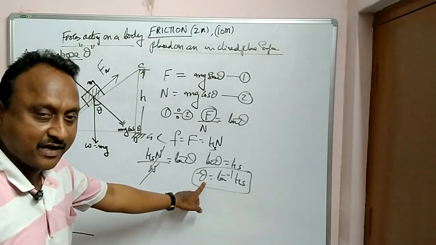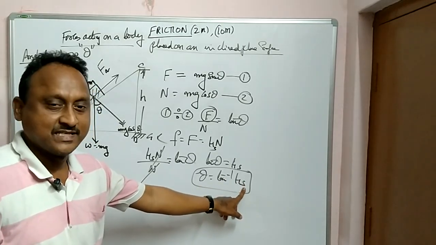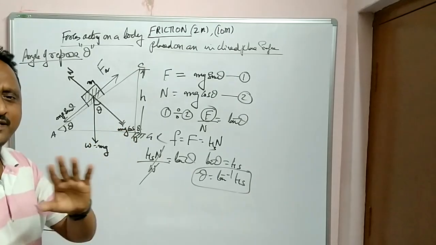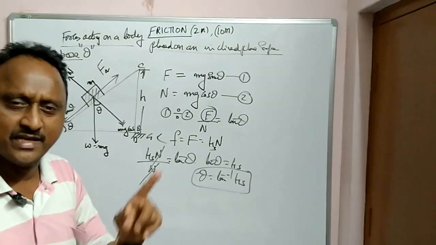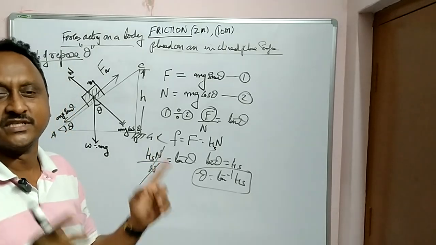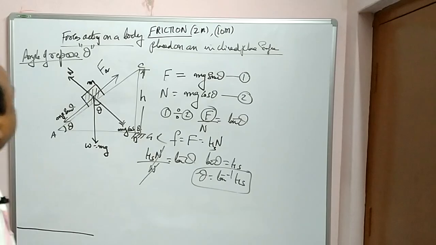Here you have a formula for angle of repose. Theta is equal to tan inverse mu s. Mu s is the coefficient of static friction. And just now I told you before, there is no special formula for static friction. It is a self-adjusting force. We have a formula for limiting friction force, which is equal to mu s into N. Clear? Right.